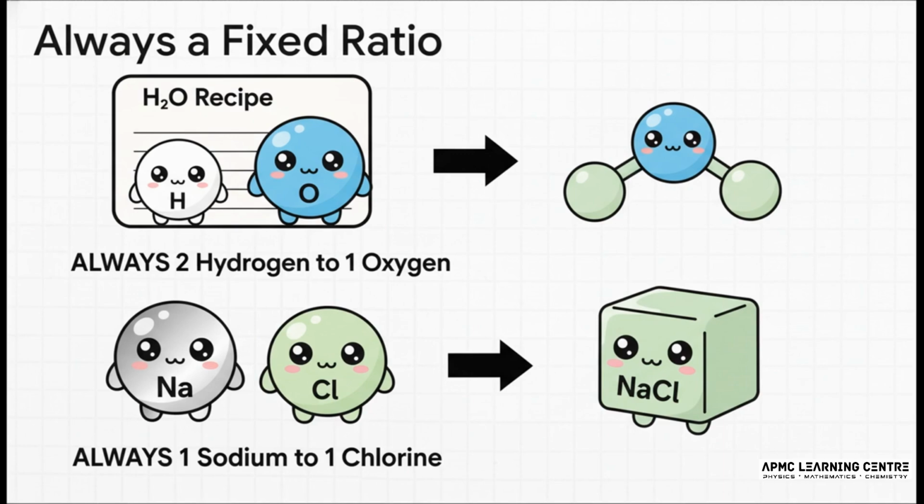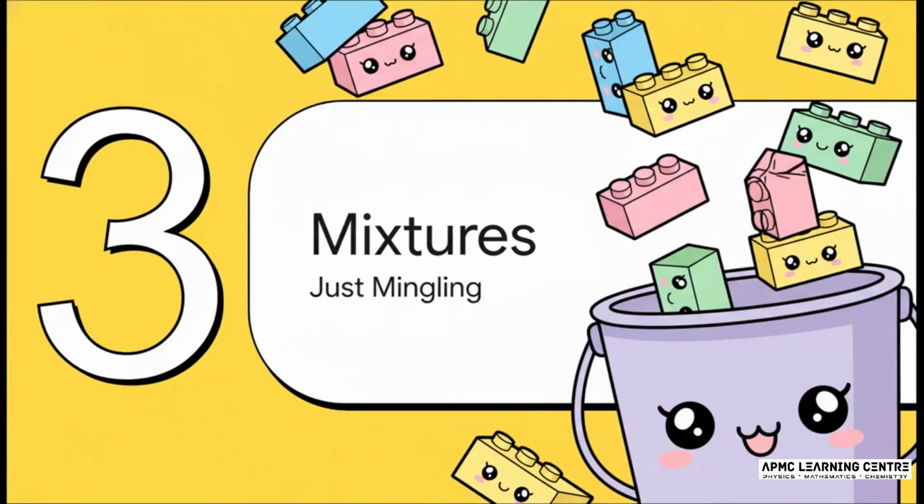If you change that ratio, you don't have that compound anymore, period. Okay, so elements are these single bricks. Compounds are different bricks chemically snapped together. So what do you call it when you just toss a bunch of different bricks, or even some of those pre-built compound structures, into the same bucket without them actually bonding?